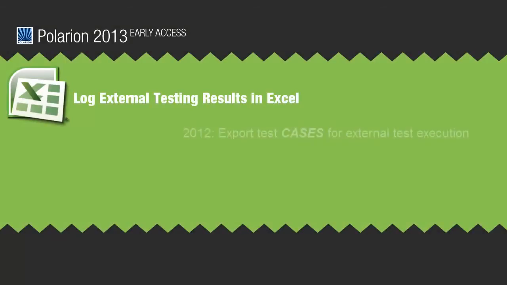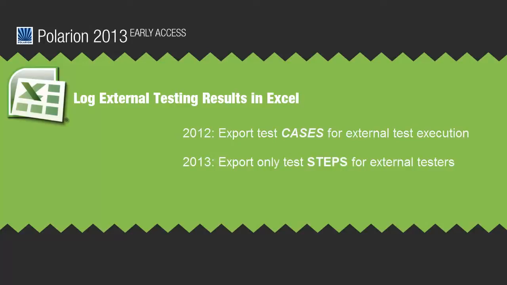In Polarion 2012, you can export a test run to Microsoft Excel, and external testers can execute test cases and log the overall result of the test cases in the exported file. A subsequent re-import operation updates the test cases in the Polarion portal.